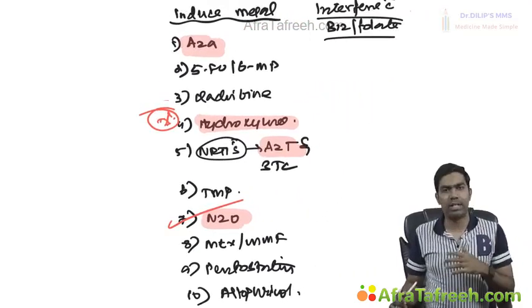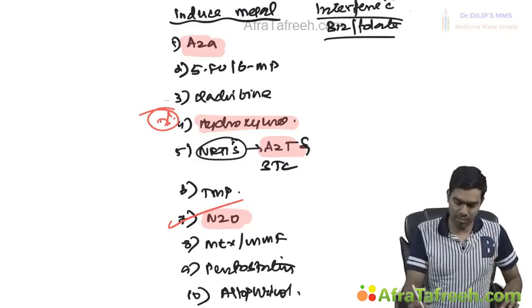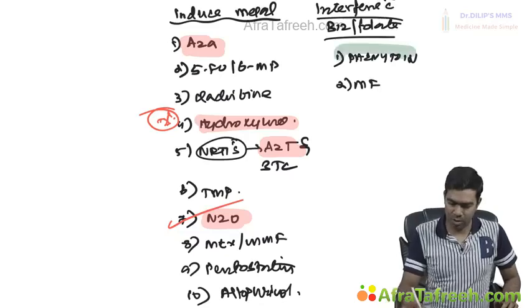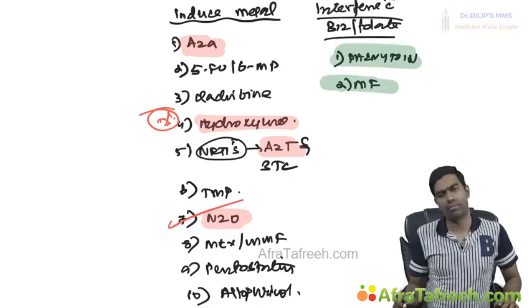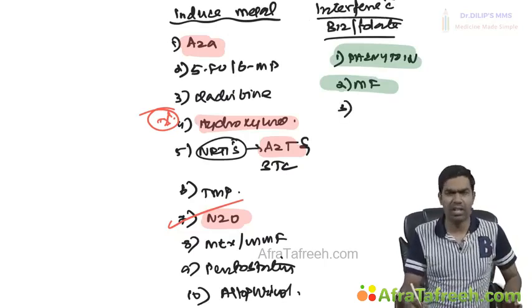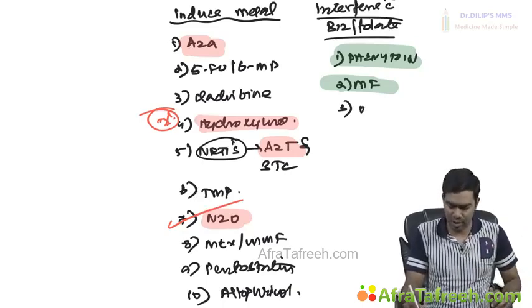So what are the things that interfere with B12 and folate metabolism? Number one is phenytoin. Number two is metformin. If somebody asks you what are the two most important drugs in this group, it's these two. That's it. Phenytoin, metformin. In the long run, they can induce B12 deficiency. And the third thing, which is increasingly asked in recent exams, is octreotide.